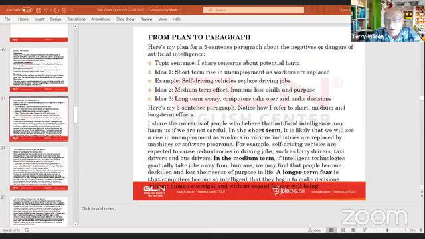Idea 2, the medium-term effects: humans lose skills and purpose. And idea 3, the long-term worry: computers take over and make decisions. So if we look at the example of self-driving vehicles, actually I was reading in a British newspaper 2 or 3 days ago how next year they do expect self-driving vehicles to be on the roads in the UK. And that is going to mean a lot of people lose their jobs.